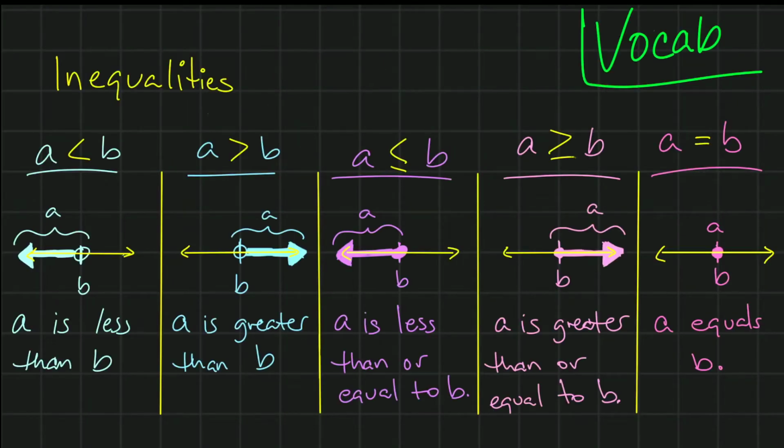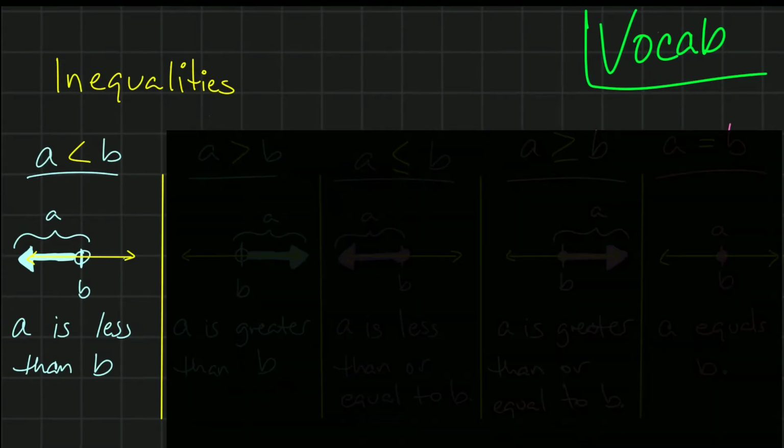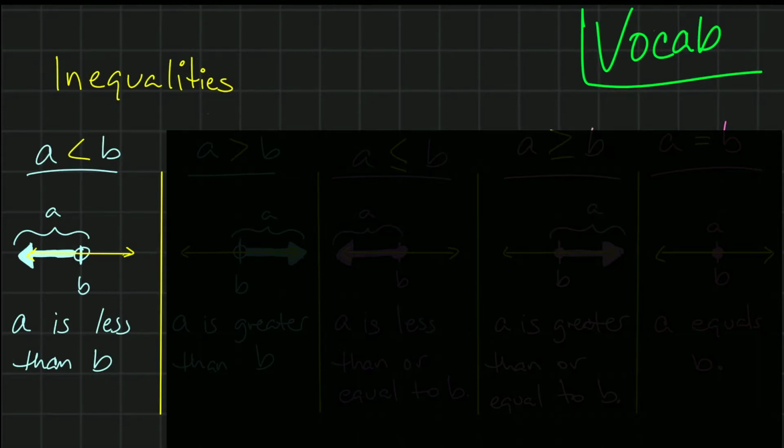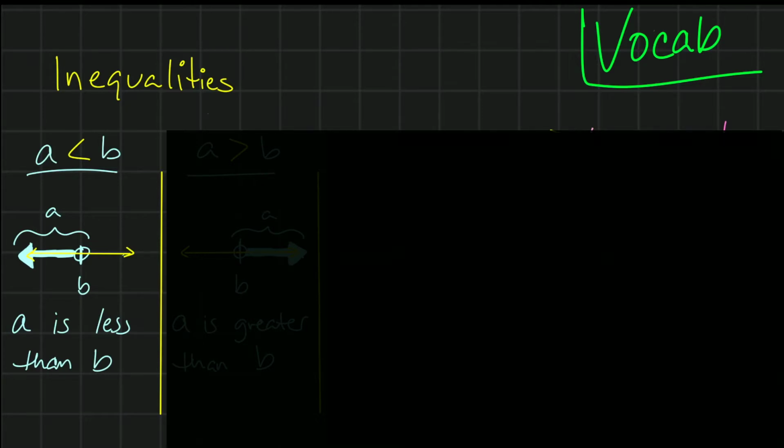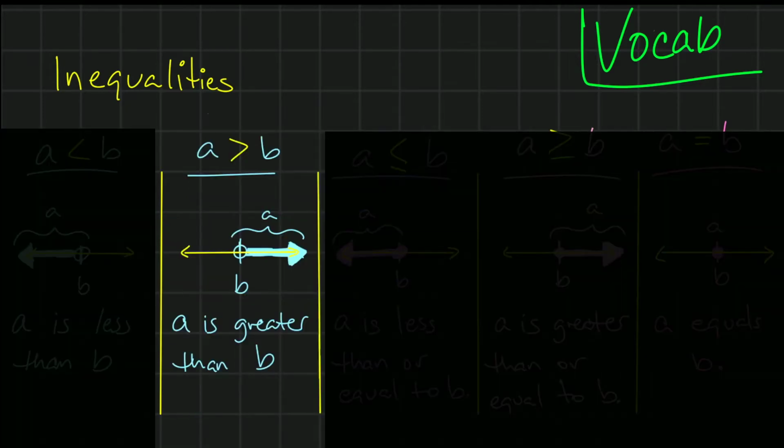All right, let's go ahead and get started with some vocabulary. First we're going to look at all of these inequalities. We have A is less than B. Graphically, if A is less than B, then we will put an open circle on the B to demonstrate that the B is not included, and then we'll shade to the left to show that that is the area that is A. If we have A is greater than B, again we put an open circle on B, and then we shade to the right to demonstrate that A is greater than B.